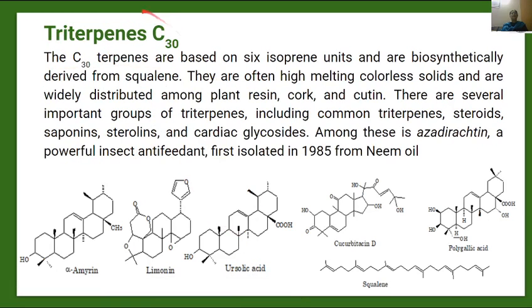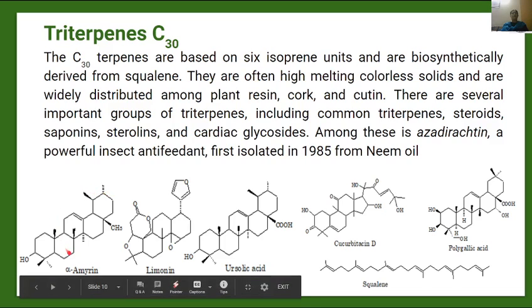Another class is C30 triterpenes. C30 terpenes are based on 6 isoprene units and are biosynthetically derived from squalene. They are often high melting colorless solids and are widely distributed among plant resins, cork, and cutin. There are several important groups of triterpenes, including common triterpenes, steroids, saponins, sterolins, and cardiac glycosides. Among these is azadirachtin, which is obtained from the neem plant and is a powerful insect antifeedant. It was first isolated from neem oil in 1985. Other compounds under C30 triterpenes are alpha-amyrin, limonin, ursolic acid, cucurbitacin D, polygalic acid, and squalane.